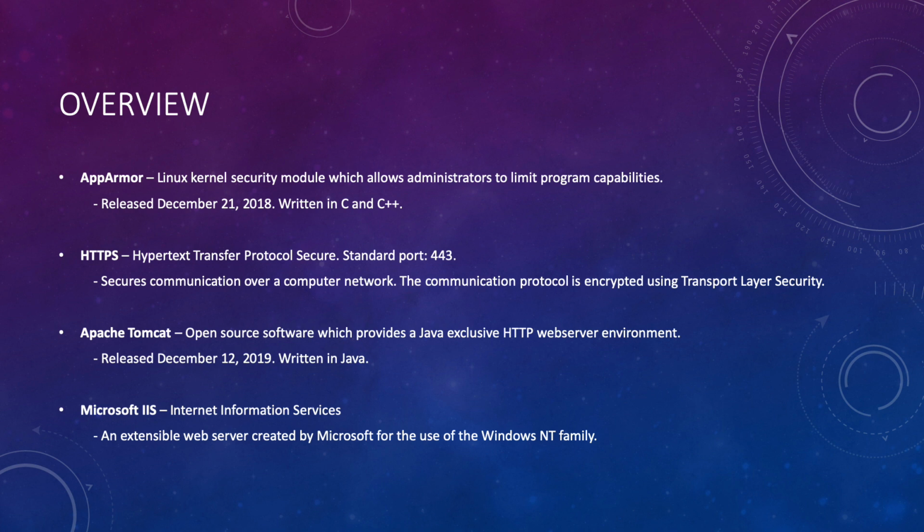We're also going to discuss Apache Tomcat, which is open source software which provides a Java inclusive HTTP web server environment. And this was released on December 12, 2019, and was written in Java. And lastly, we're going to be discussing Microsoft IIS, or Internet Information Services, and this is an extensible web server created by Microsoft for use with the Windows NT family.